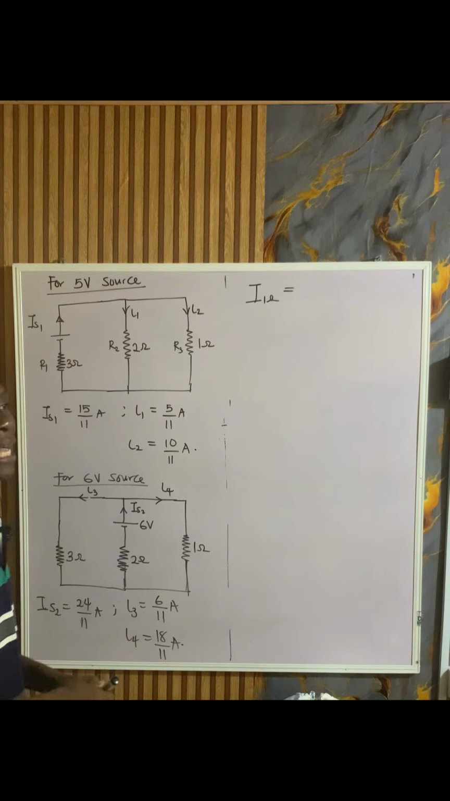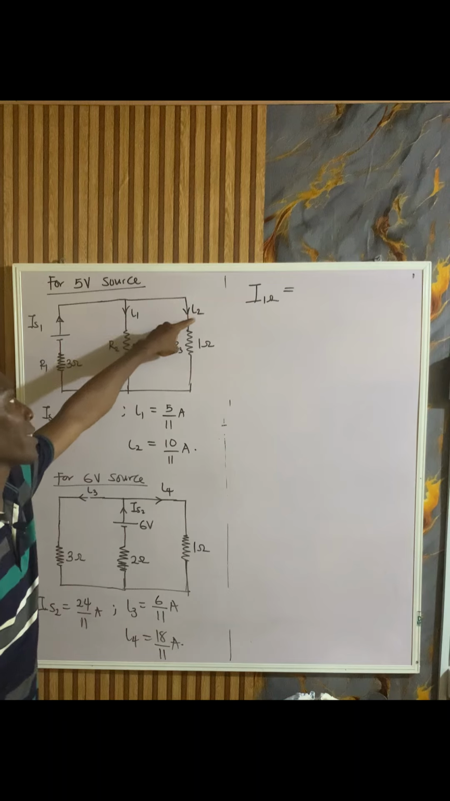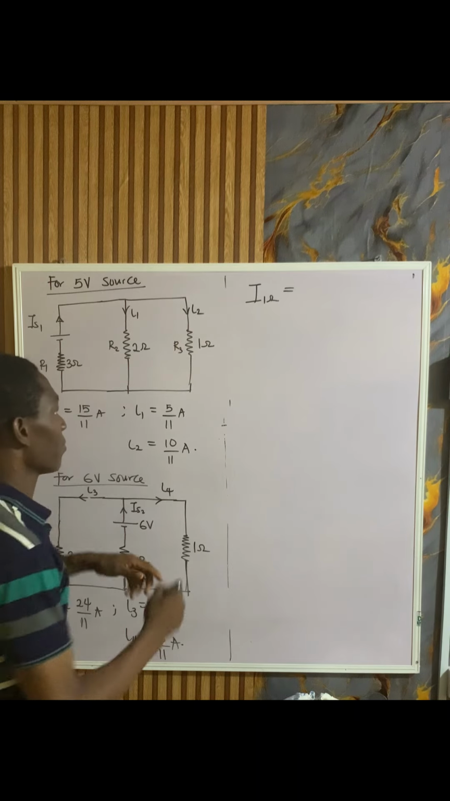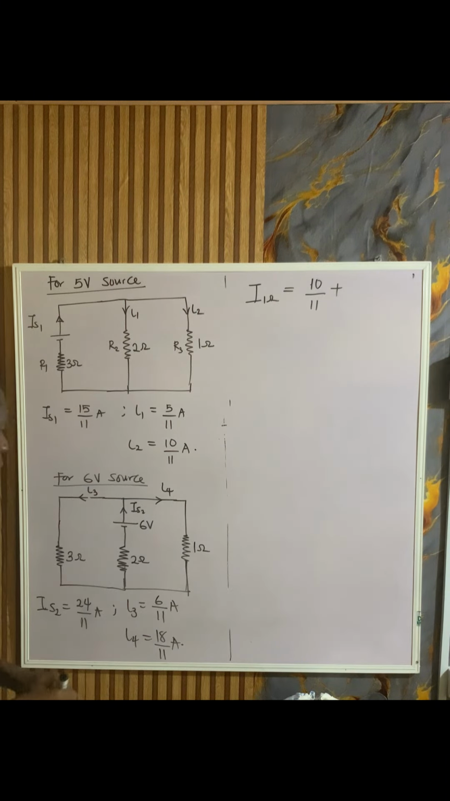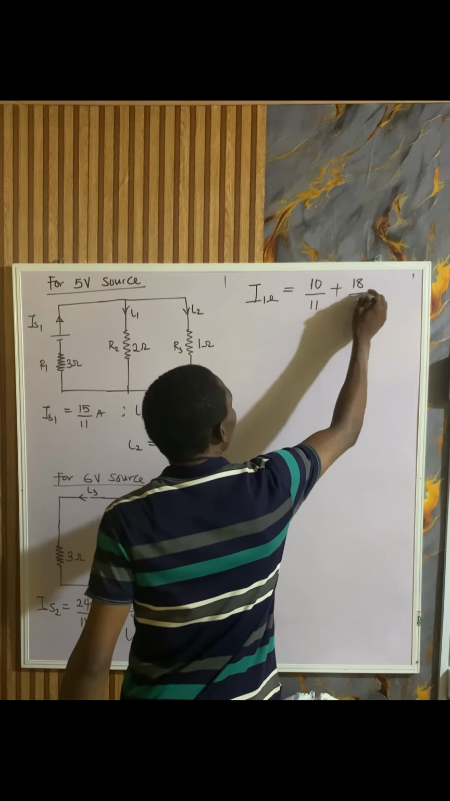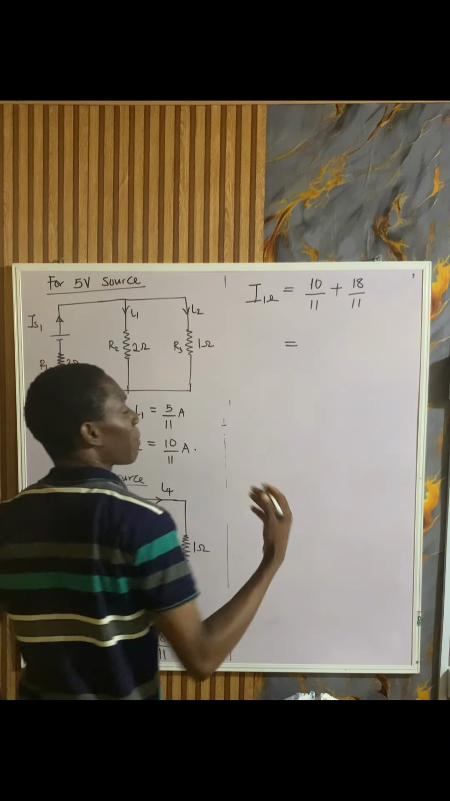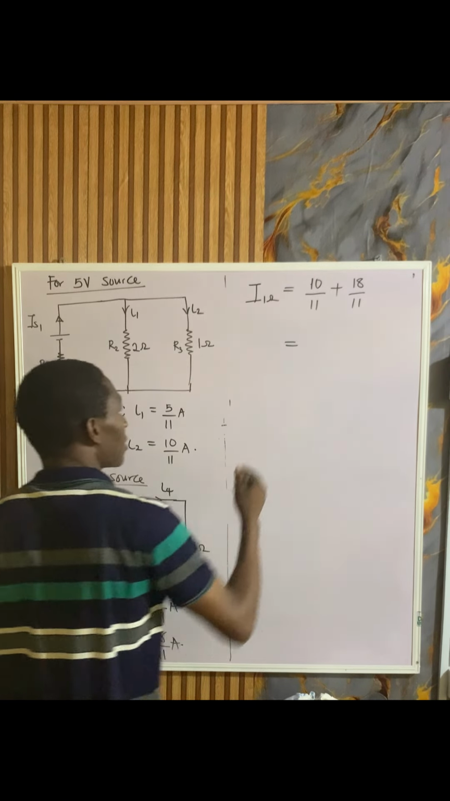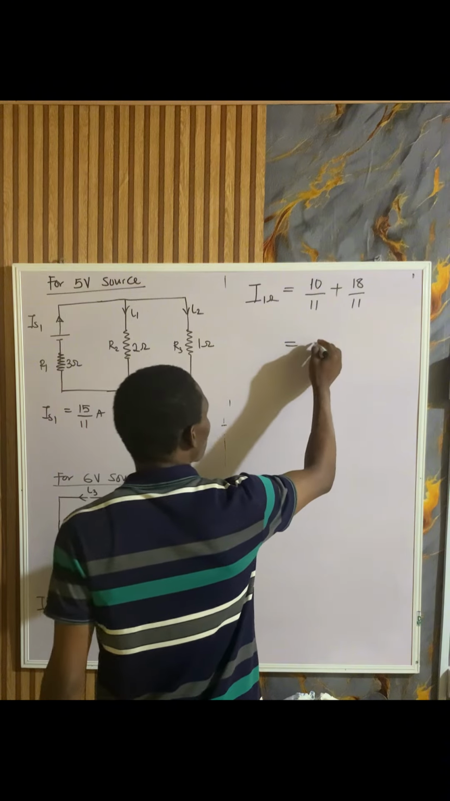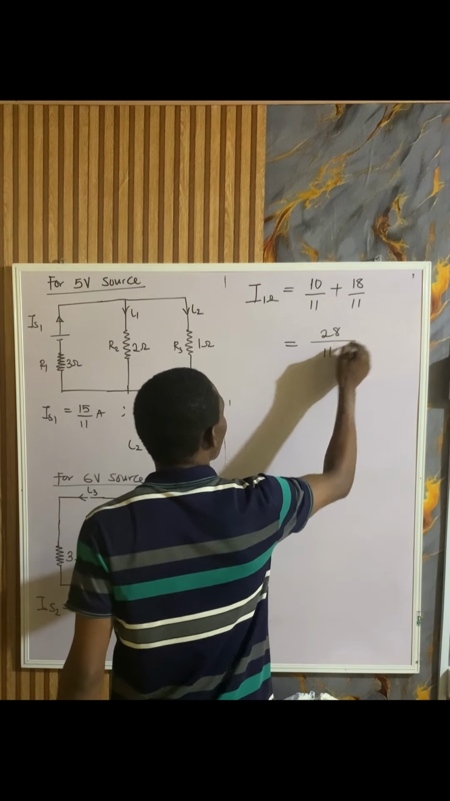When we consider the 5 volt source, the current flowing through the 1 ohm resistor is just I2, and that I2 was 10 over 11. Plus, when we consider the 6 volt source, current flowing through the 1 ohm resistor is I4. And what's the value of I4? 18 over 11. So this is what the superposition theorem is simply saying. The total response is the algebraic sum of the individual responses. So if you sum this up, we get 28 over 11 ampere.